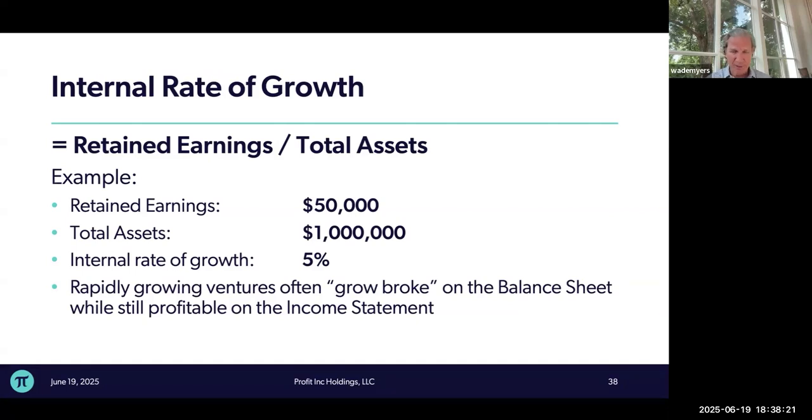Now we're trying to put a plan in place here in this roadmap to grow 20% per year for 5 years to double growth, to double revenue, right? So one word of warning is that rapidly growing ventures can often go broke on the balance sheet while still being profitable on the income statement, because if you try to grow at a 10% rate, you're going to be in trouble.